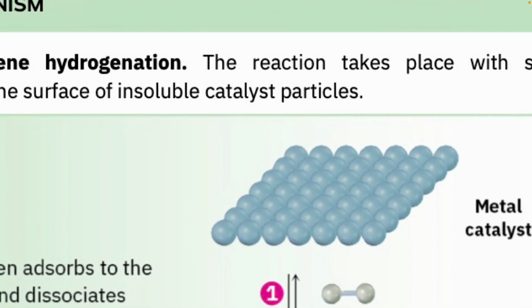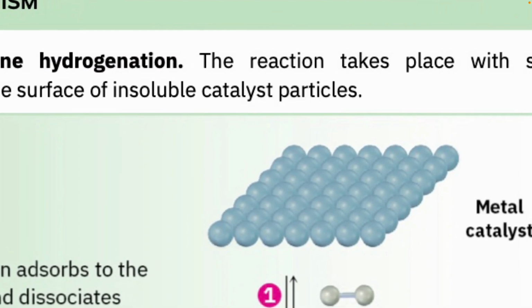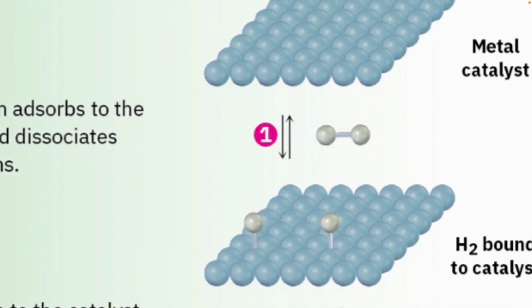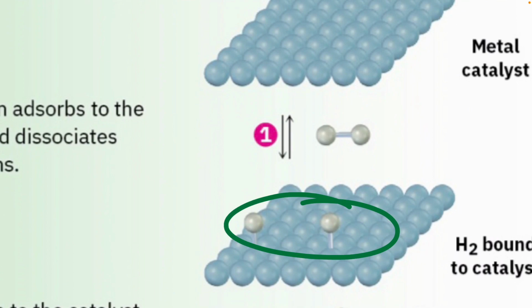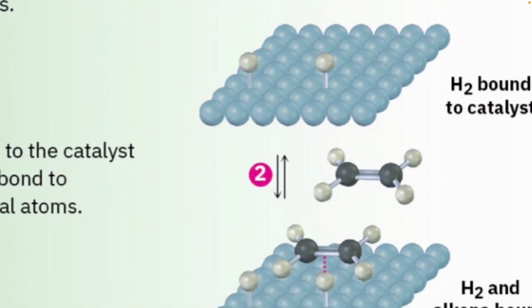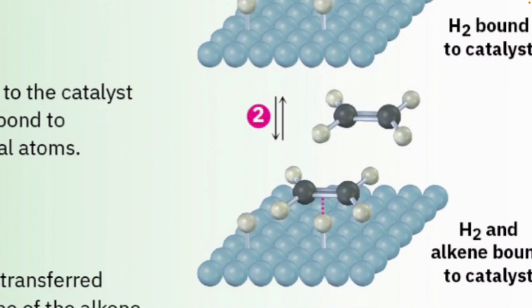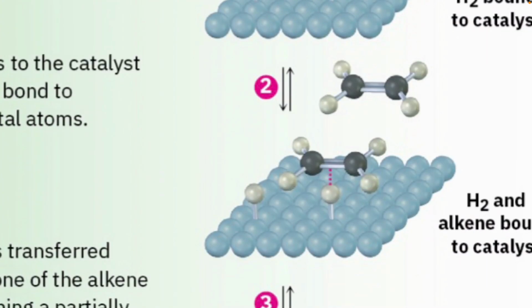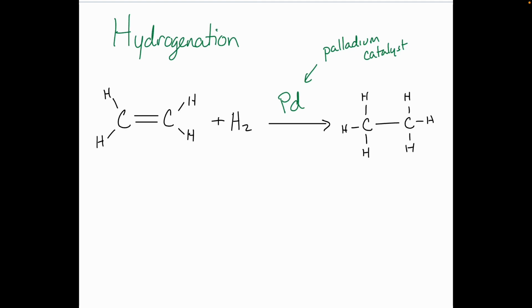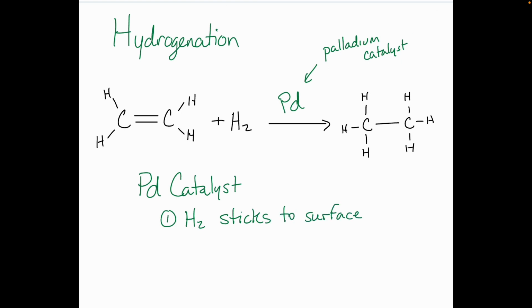So what happens is we have this metal, just this flat solid. The hydrogen gas will come and stick to that metal surface, and that will allow the alkene to come along and react with that hydrogen stuck to the surface. So with this palladium catalyst, first hydrogen sticks to the surface, then the H2 gets added to that alkene double bond.